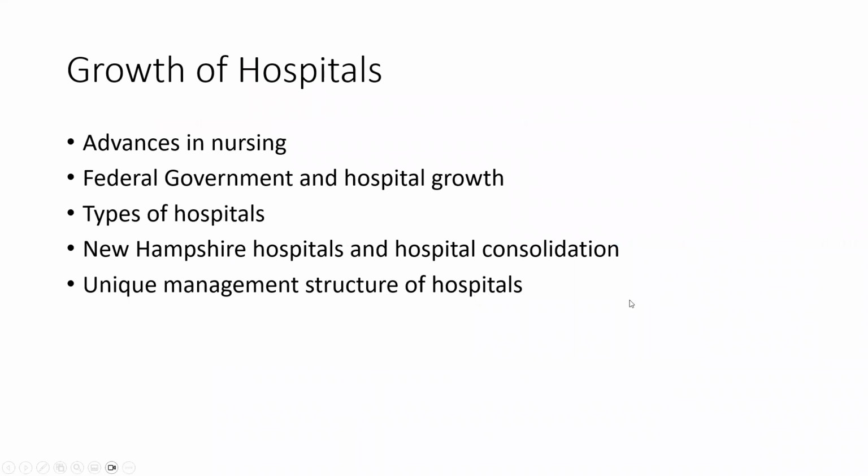So I'm going to highlight a few things from your book. There's a lot. This is a busy chapter. I'm going to highlight just 5 things. The first of which is advances in nursing. And one thing, if you go to work in the healthcare system, one of the things you have to understand is nurses run hospitals, right?